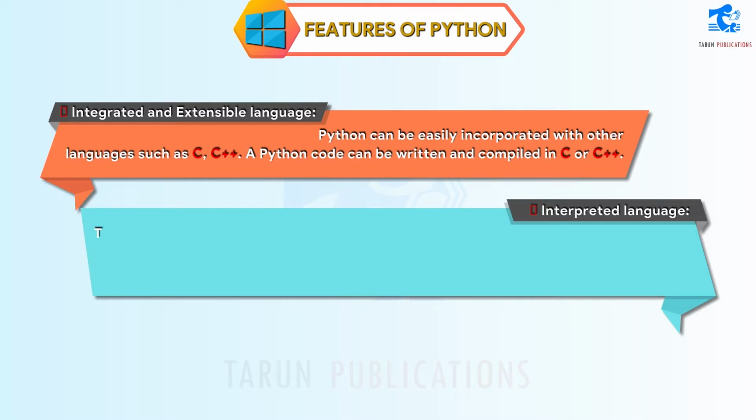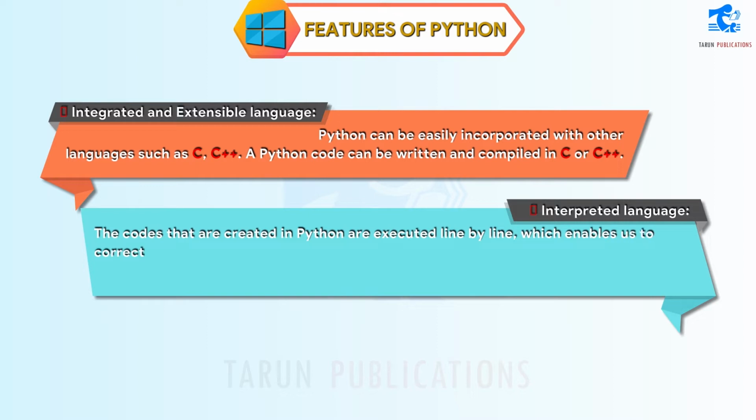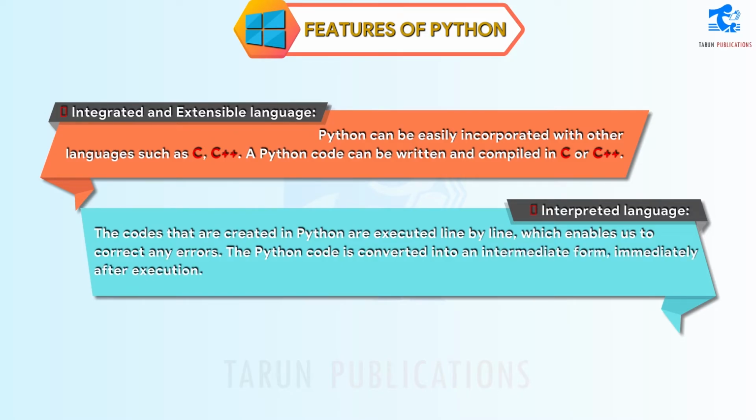Interpreted language. The codes that are created in Python are executed line by line, which enables us to correct any errors. The Python code is converted into an intermediate form immediately after execution. It is also known as the bytecode, which makes it easy to execute the code in future.